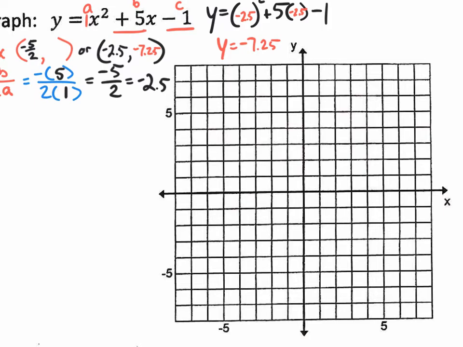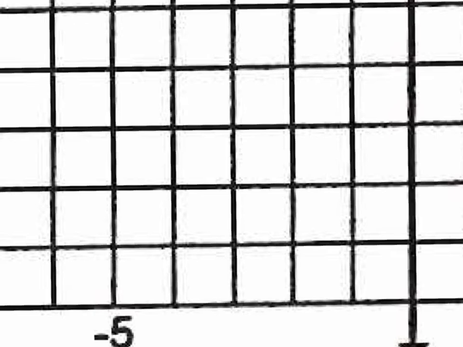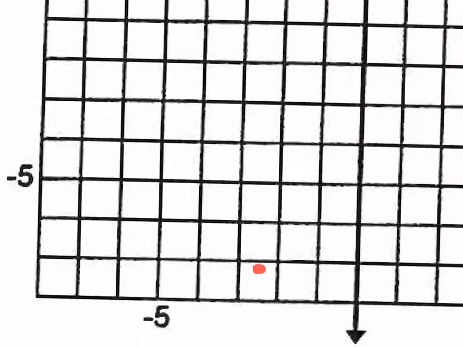This is our vertex. Let me actually zoom in to make this dot. And that would be right here. It's kind of in between, and it's kind of 1/4 of the way down. What do I mean by that? It's in between and 1/4 of the way down, not halfway down, but 1/4. Okay, so that's our vertex.